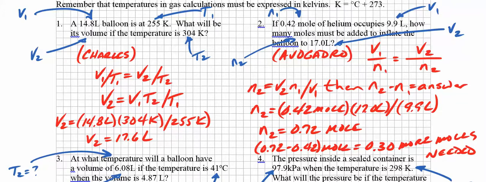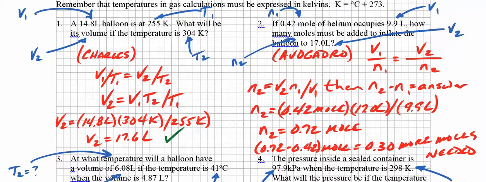So now we say V2 then is equal to, now I'll plug in 14.8 liters times 304 Kelvin divided by 255 Kelvin. And when we do that to the correct number of significant digits, we get 17.6 liters, and that'll do it for number 1. So 17.6 liters is number 1. Let's look at number 2.